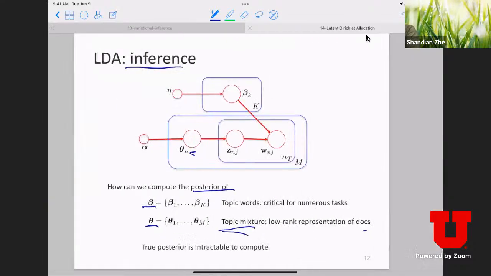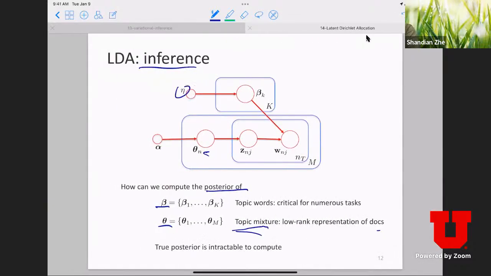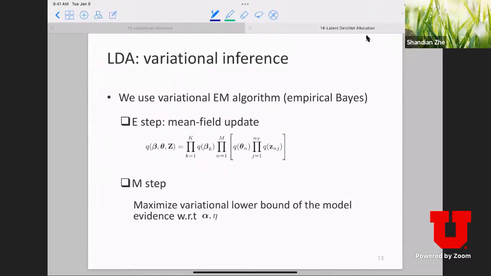But in addition to that, to generate the word distribution for the topic and also the topic mixture for each document, we have hyperparameters eta and alpha. We also want to estimate eta and alpha, and here we just want them as point estimates. That's enough. We don't want to assign a prior and calculate their posterior. So we want to learn the hyperparameters eta and alpha, and also estimate the posterior distribution for the word distribution of the topics and the topic mixtures for each document. So we're going to use the variational EM procedure.